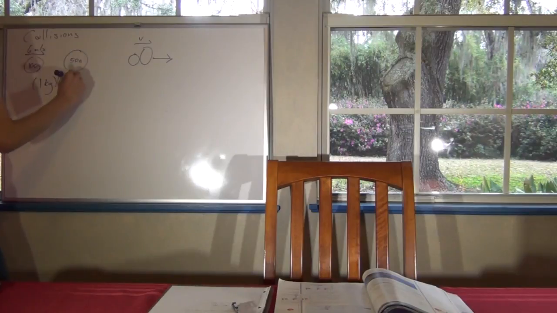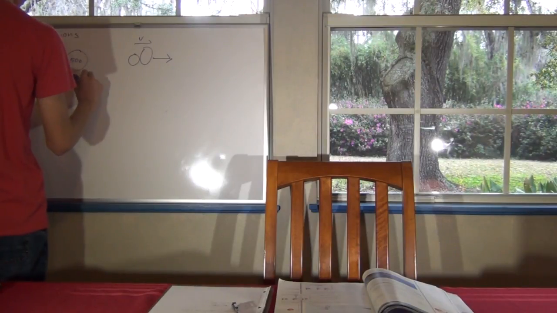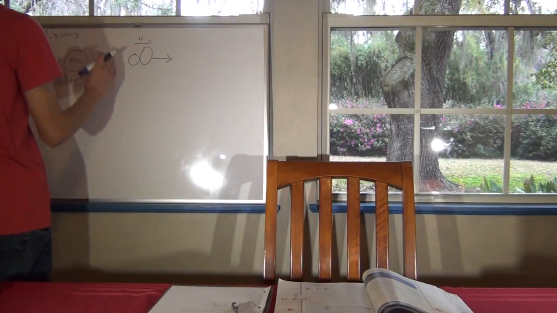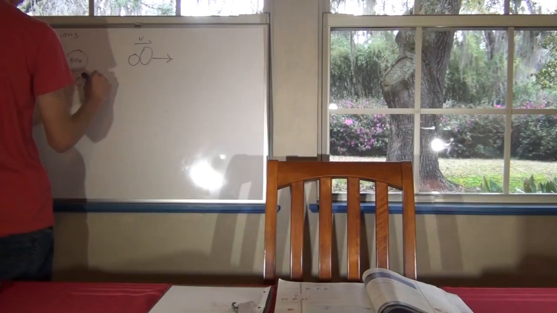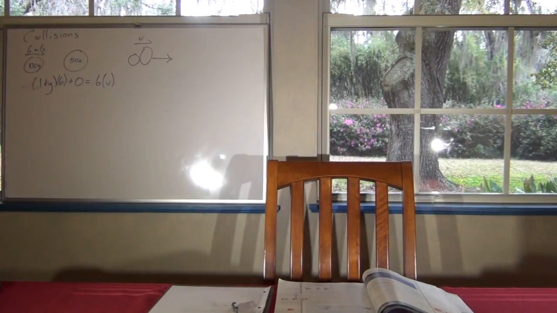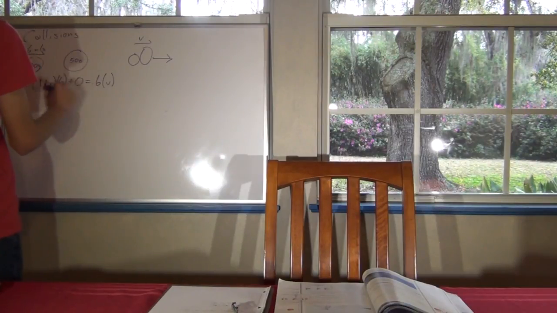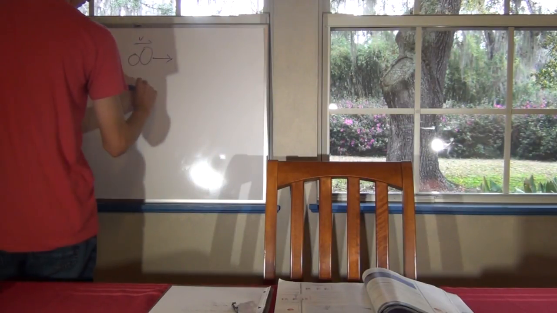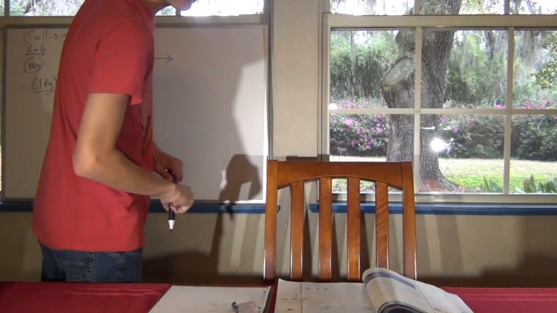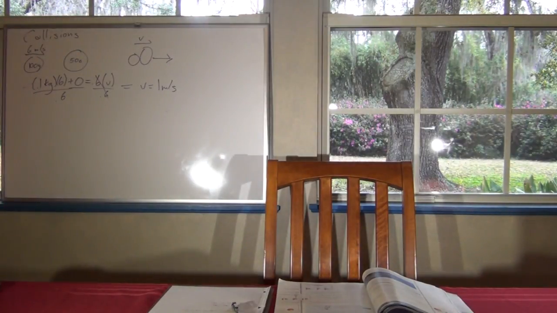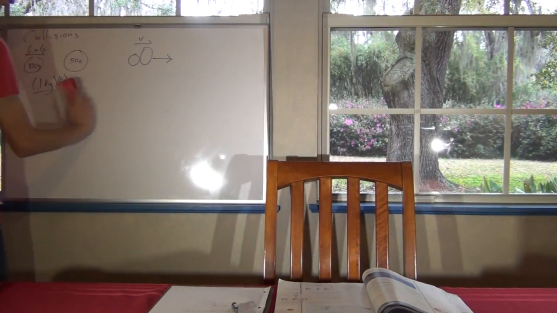plus our initial momentum of u is 0, you don't have a velocity, equals our final momentum, which, because these are combined, it's going to be their combined masses, or 0.6 multiplied by their combined final velocity. So then you simply take this equation, you divide both sides by 0.6, and you end up getting that your final velocity equals 1 meter per second. Shaboom, bam, boom. It's a very simple concept that allows you to find many things.